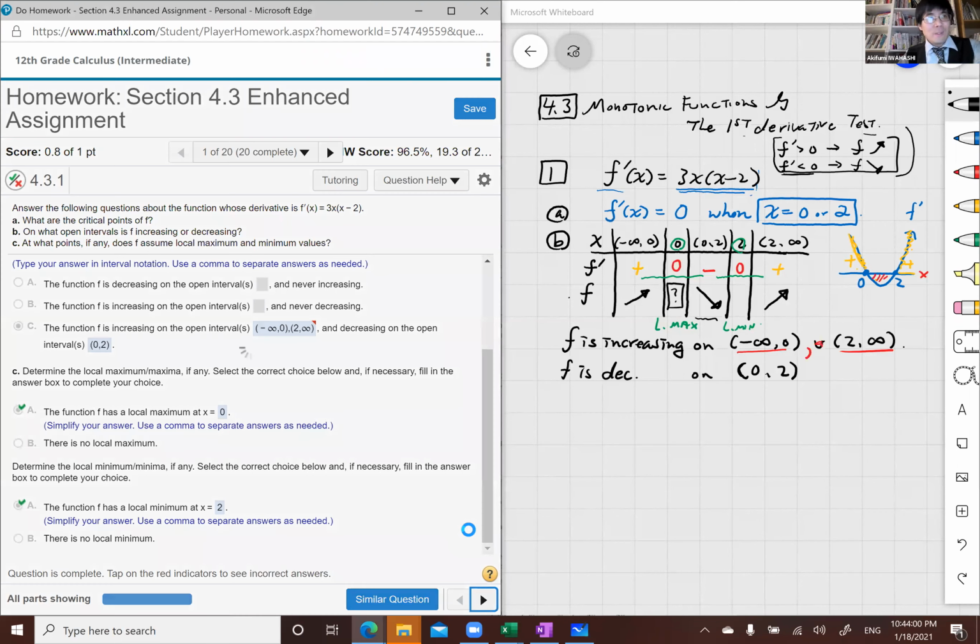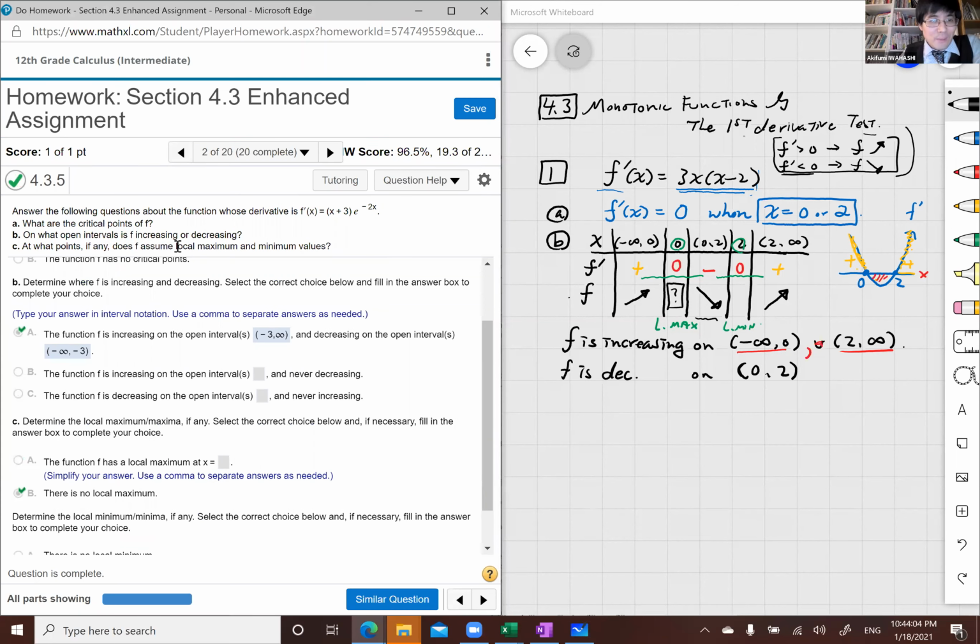Okay, now I'm going to move on to the next question. The problem is about the same, but with a different derivative function. So problem number 2 is the same question, but starting with a different derivative.